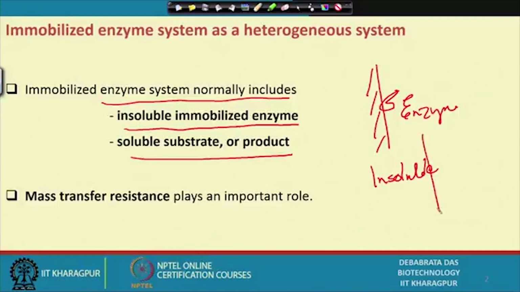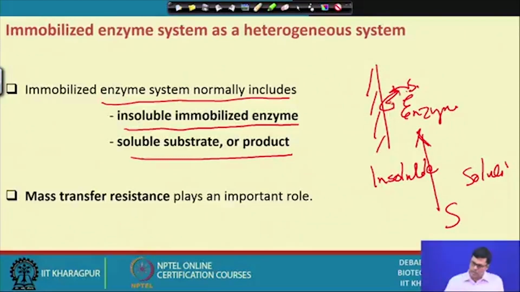Now, when you pass your substrate like this, and this substrate is soluble, when it comes here, it has to diffuse to the surface of the solid matrix, and then and only then it will interact with the enzyme and product will form. As soon as product is formed, the product has to diffuse out to the bulk. So, that diffusion is one of the important aspects of the heterogeneous system, and that is why we have written that mass transfer resistance plays a very important role in heterogeneous reaction kinetics.